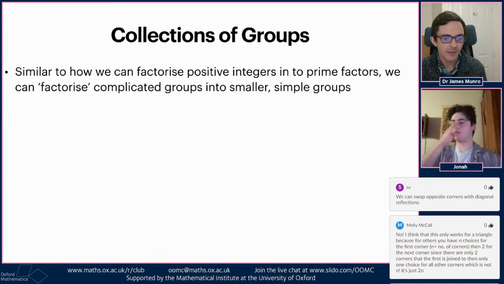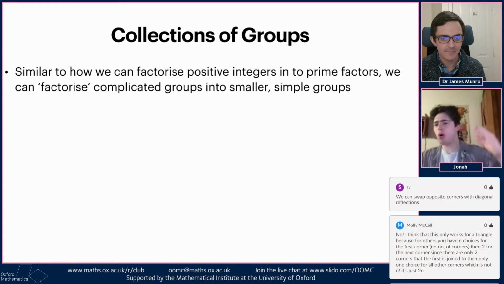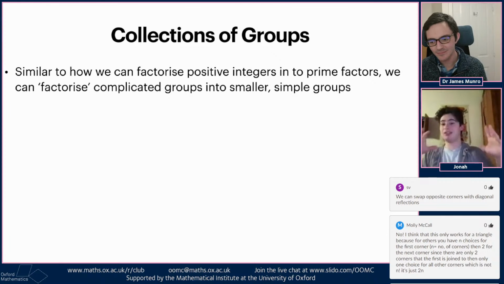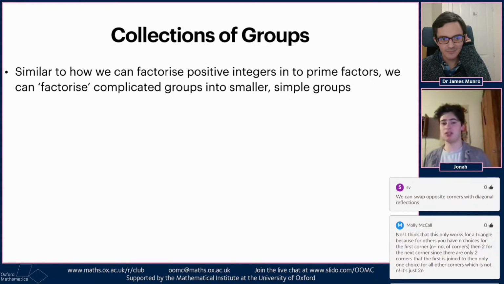picture of group theory. So similarly to how you can factorize positive integers into prime factors, we can factorize big, complicated, grumpy looking groups into smaller, simple groups. So we can take out lots of different elements. We can break it apart into smaller, simple groups that are nice and easy to understand. And we can represent these groups in nice collections.